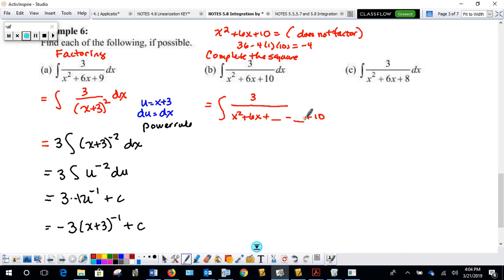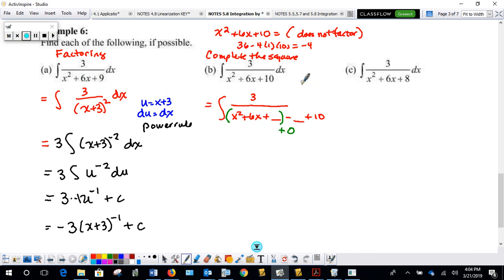The net result here is that what you want to do is add 0, but you want to end up with a perfect square right here. So we should know what the perfect square is because we just did it. Over here, x squared plus 6x plus 9 is your perfect square.